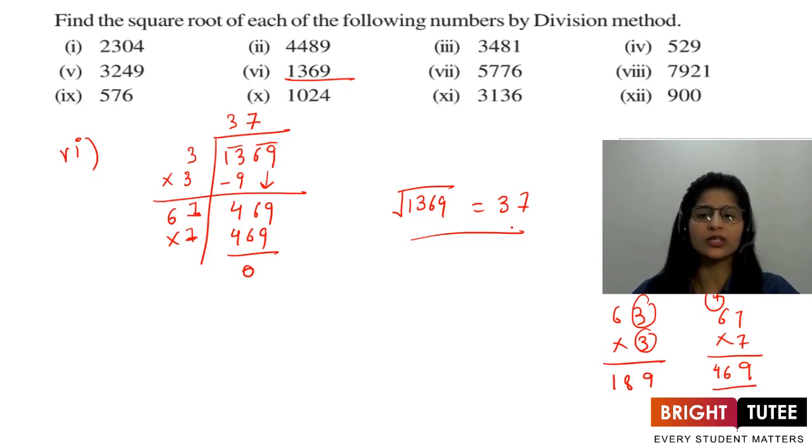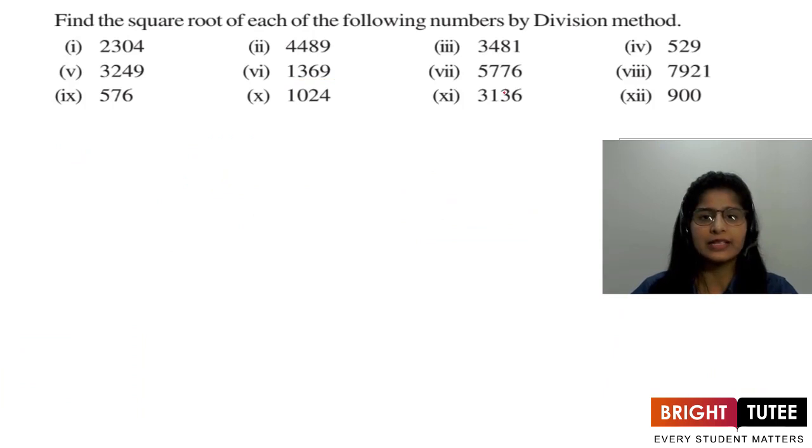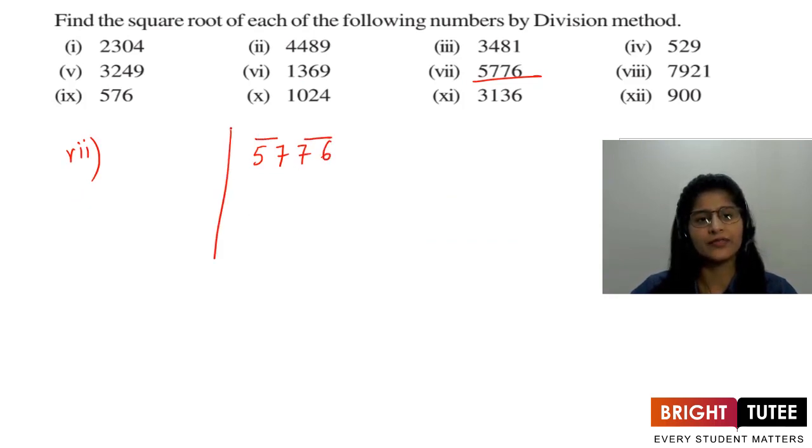Okay, now we are going to try the next part, that is the 7th part. In the 7th part we have 5, 7, 7, 6. Make the pairs. Okay, 57 is there. So 7 sevens are 49, 8 eights are 64. 64 is more. We will try with 7.